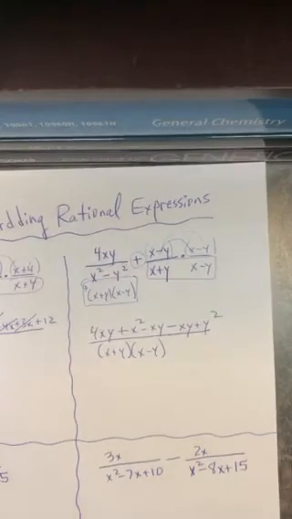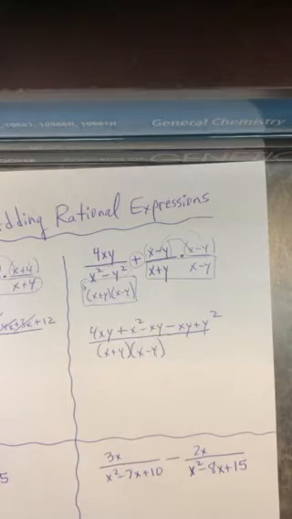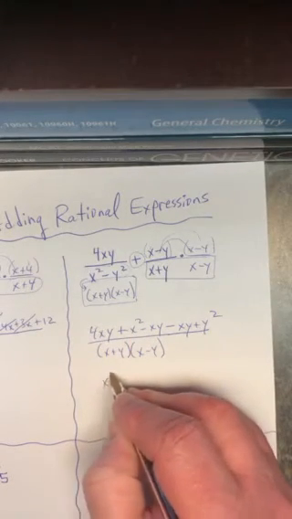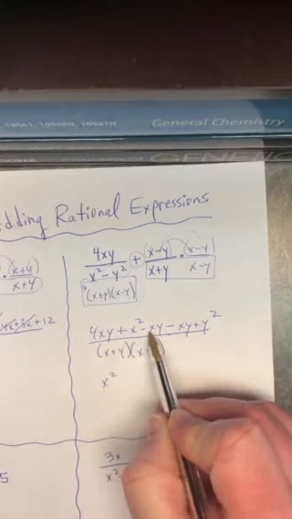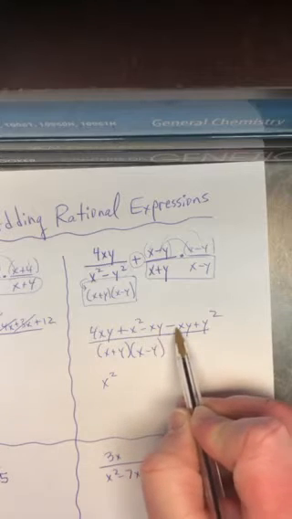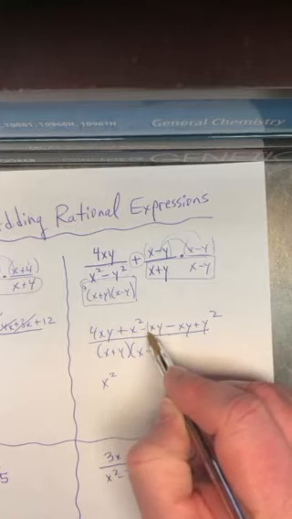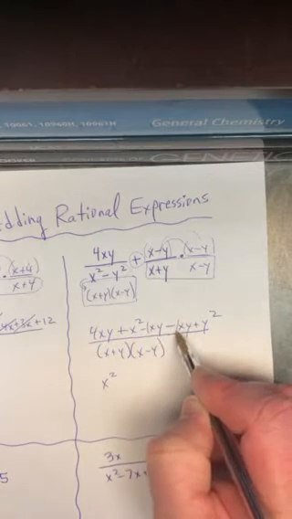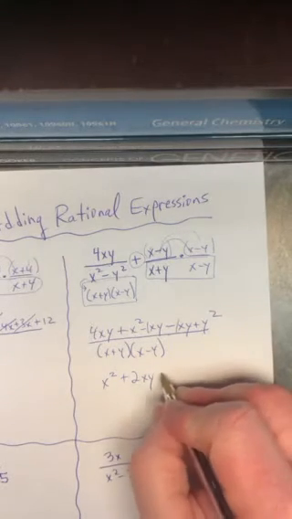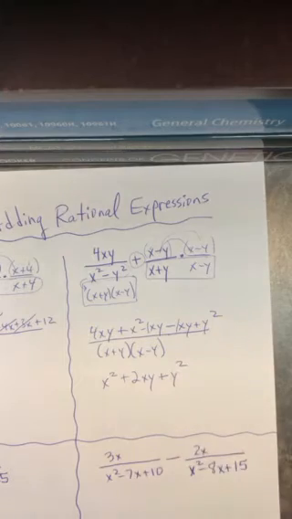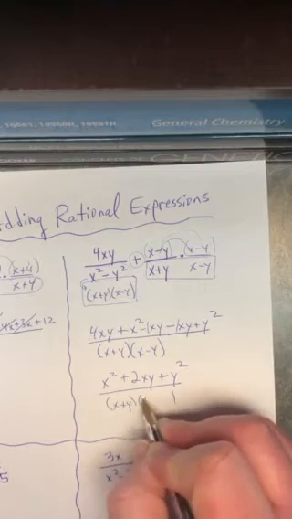So does everybody again agree that if I now take the numerator and combine all my like terms, I've got x squared. Now watch this. I have a 4xy minus 1xy minus 1xy again. So 4xy minus 1xy would give me 3xy. Minus 1xy would give me 2xy plus y squared, all over these two guys down here on the bottom.